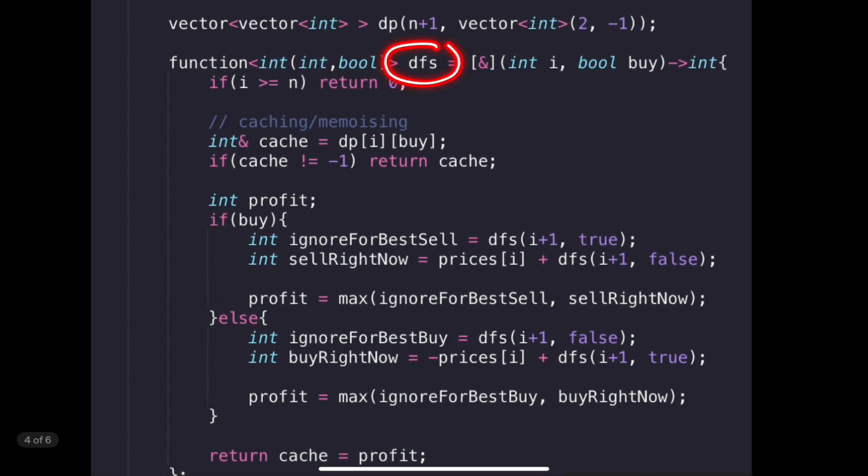So this is our dfs function. In the function we are passing two parameters. One is index, which is of type integer, and a boolean buy. Now what does this signify? With this buy variable we can keep track of whether we need to buy or sell now. This is the base case: if we reach the end of the array, then there is no element, and if there is no element, then we return 0, right?